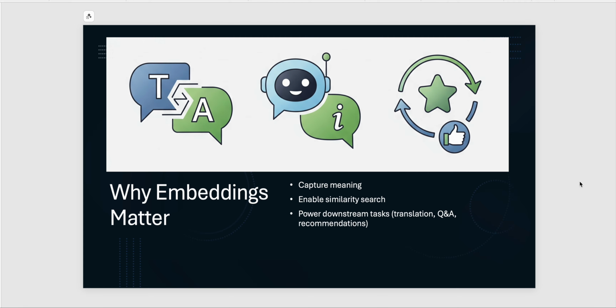Why do embeddings matter? Embeddings are everywhere. They allow us to do similarity search in RAG, build recommendation systems, translate languages, and even power chatbots. Anytime you see AI capturing meaning beyond just words, embeddings are behind it.